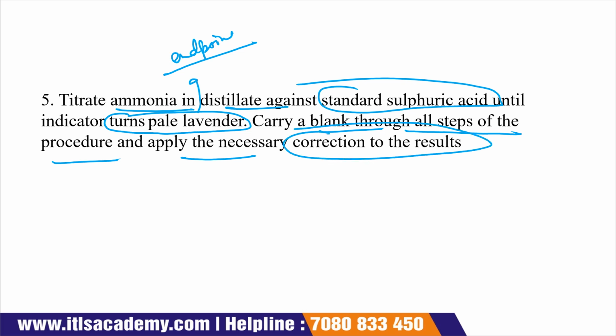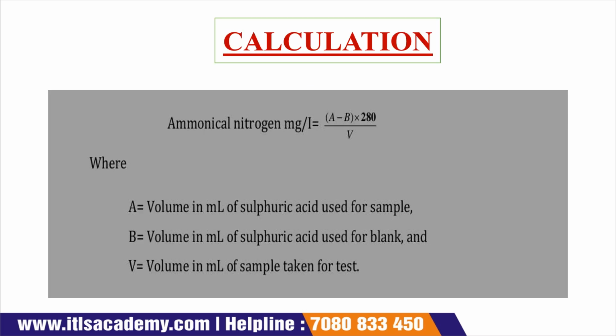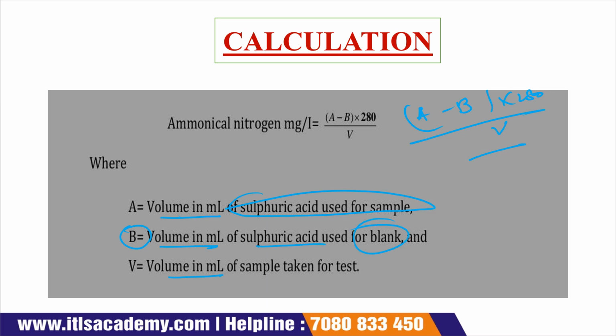Okay, this is about the procedure. Last one is your calculation. Here ammoniacal nitrogen in milligram per liter can be calculated by (A minus B) multiplied by 280 divided by V, where A is the volume in ml of sulfuric acid for the sample, B is the volume in ml of sulfuric acid for the blank, and V is the volume in ml of sample taken for the test. So this is all about the determination of ammonium nitrogen by using a titration method.